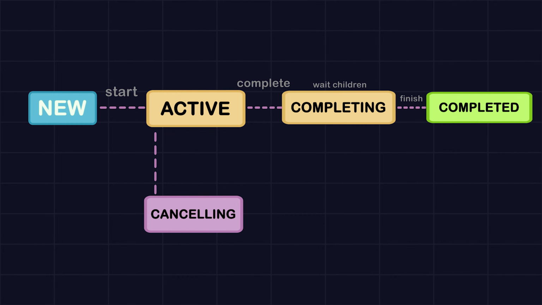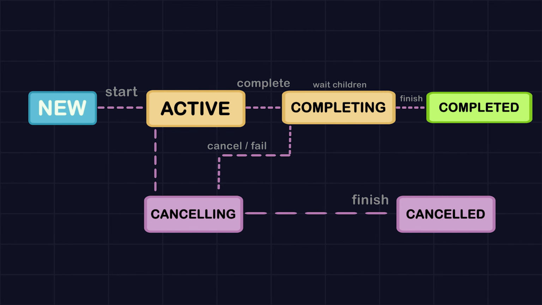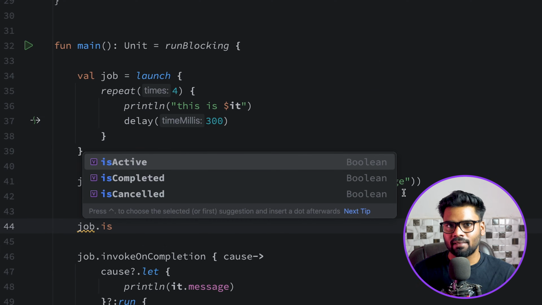Let's say one of your children throws an exception. Now this will eventually cancel all of your job. In this case it goes into the cancelling state, and lastly it goes into the cancelled state. So these are the states we have under the hood. Now cancelling and completing are internal states. You cannot take the information about those states. If you do so, it will return you information about the active state.